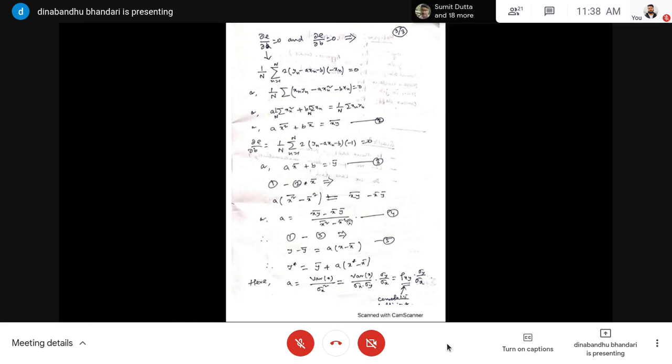If this is the variance, this one is nothing but covariance of xy. This will be covariance of xy. So it is covariance of xy by variance of x. That is A. It is easy to remember, right?